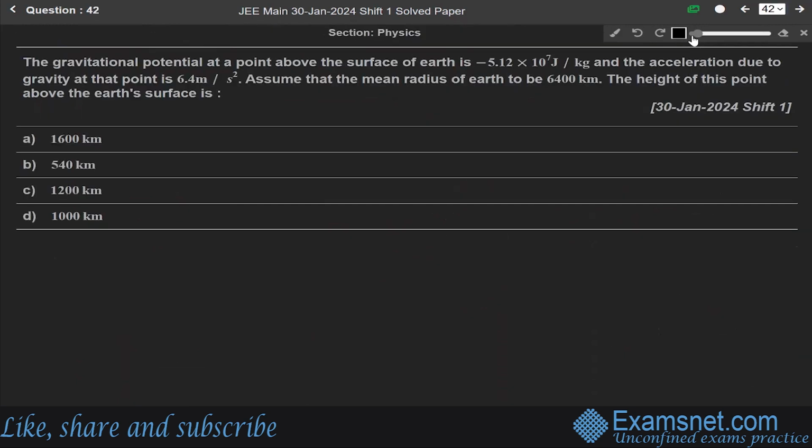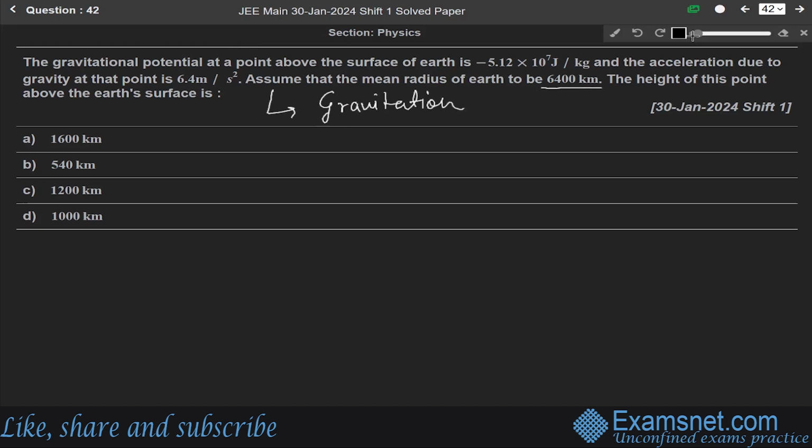Now next question 42. The gravitational potential of a point above the surface of Earth is minus 5.12 into 10 to the power 7 joule per kg, and the acceleration due to gravity at the point is 6.4 meter per second square. Assume that the mean radius of the Earth is 6400 kilometer. The height of this point above the Earth's surface. So this question is from the chapter of gravitation.